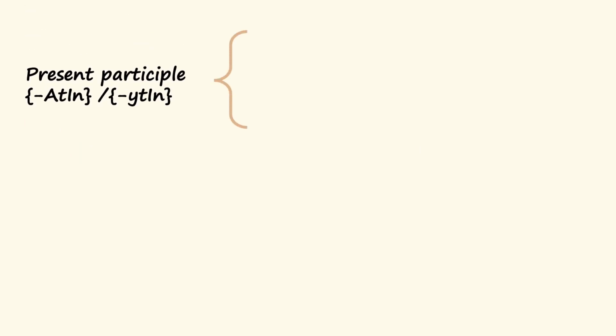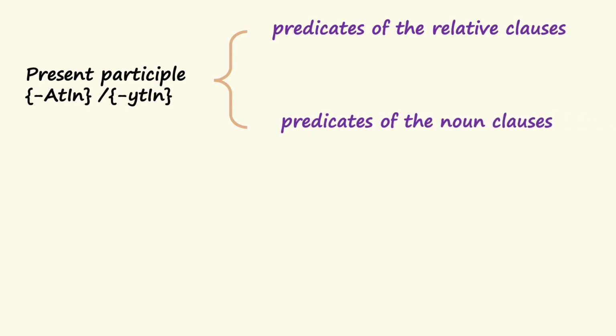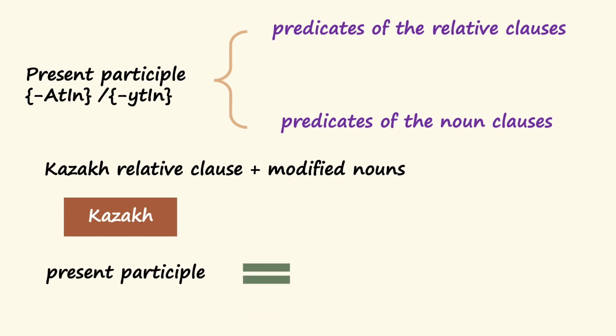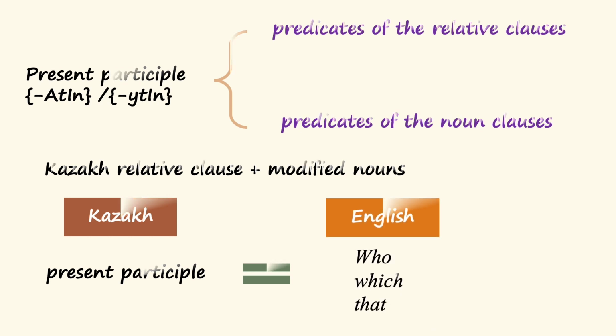Present participle suffixes aten or eten are usually used in the predicates of relative clauses and noun clauses. A relative clause is a type of subordinate clause that modifies a noun in a sentence. A Kazakh relative clause stands before the nouns that they modify. The predicates of relative clauses can take present participles. Here the present participle suffixes are functionally equivalent to the English relative pronouns who, which, or that.